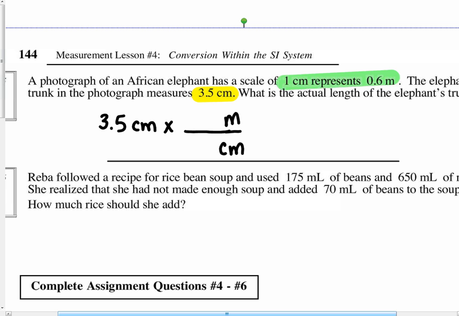So now we can fill in the ratio. We know that 1 centimeter is 0.6 meters. So notice here how these centimeters are going to cancel out. This is the same thing as 3.5 over 1. When you have 1 on the numerator and 1 on the denominator, they cancel out. So we can just multiply then. 3.5 times 0.6, what does that equal? 2.1 meters. Okay, so that's the method we're going to use.